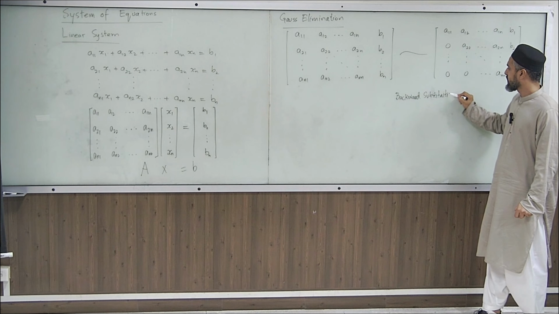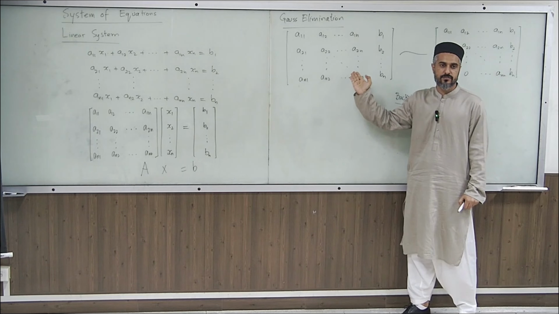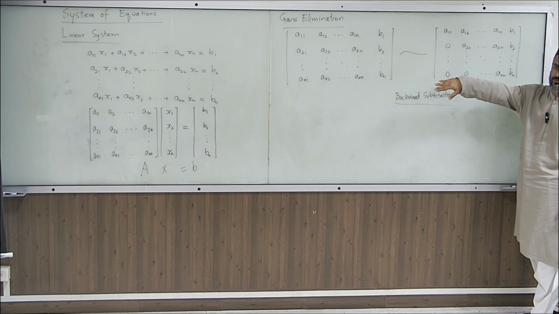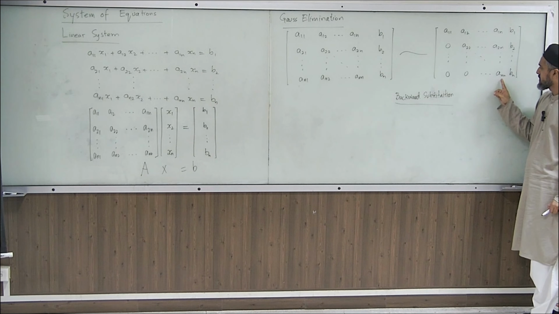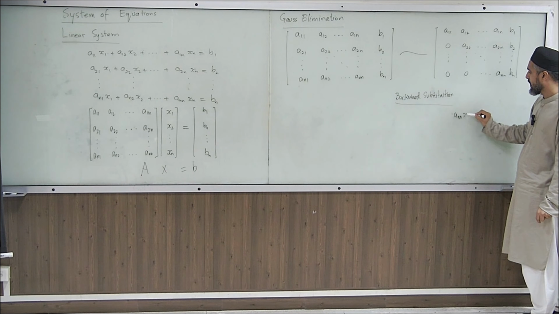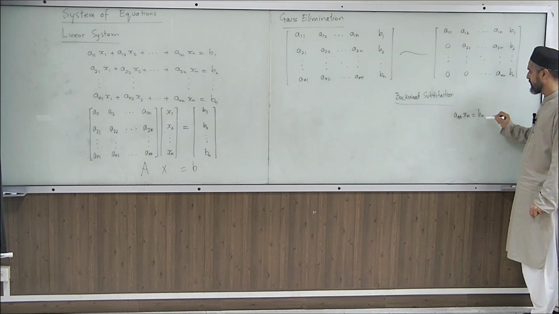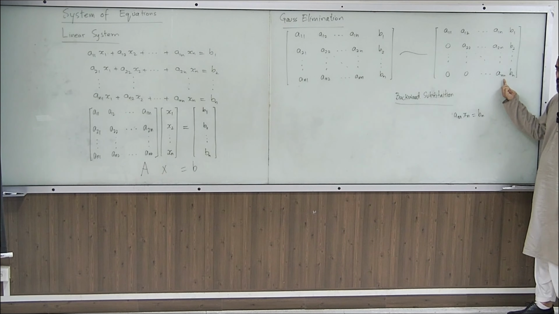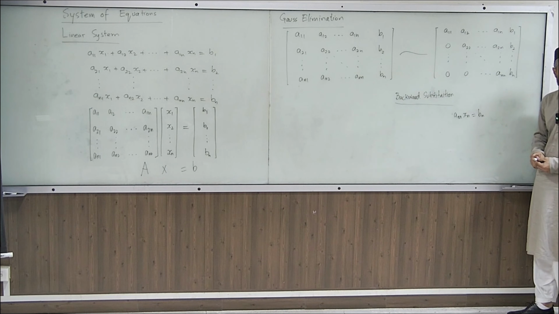So what is the backward substitution? As we have written the equations into the augmented matrix form, we're going to write the augmented matrix form backward into the equations, but starting with the last equation first, which is ann xn equals bn. So this is the last equation. From here you can find the value of xn, which is bn divided by ann.